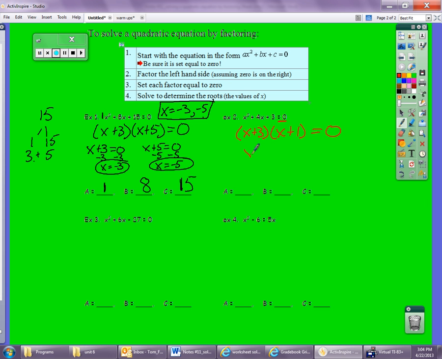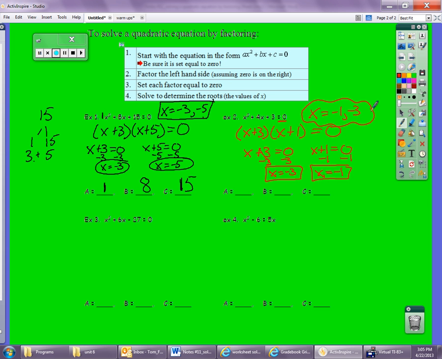And then we set each of these equal to 0. So x plus 3 equals 0, x plus 1 equals 0. Minus 3, minus 3, minus 1, and minus 1. So x equals negative 3, x equals negative 1. So our solution is x equals negative 1, negative 3.